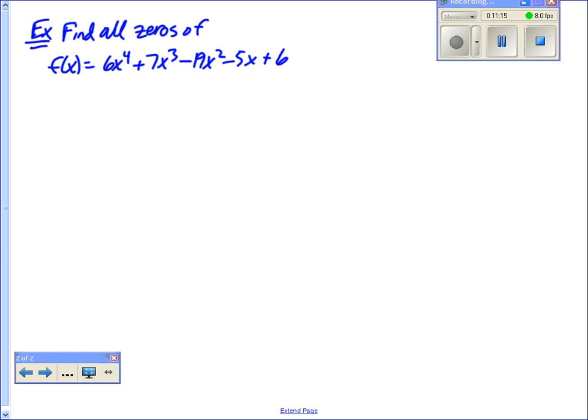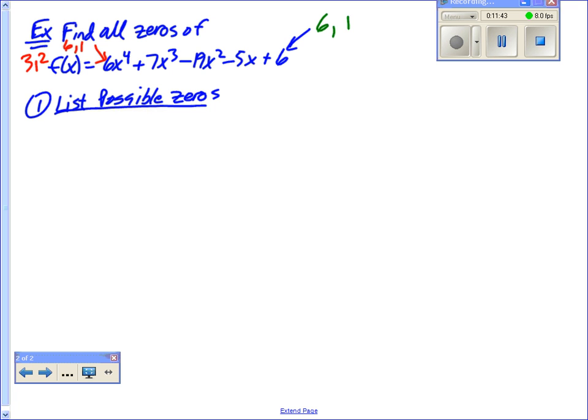Okay, number one. Let's list all the possible zeros, all the possible rational zeros, right? These are only rational zeros. So I say, okay, factors of 6 over, guess what else we got? We got factors of 6 over here, don't we? So we could have 6 and 1, 3 and 2, right? Plus or minus on each of those. Same thing over here, 6 and 1, 3 and 2.